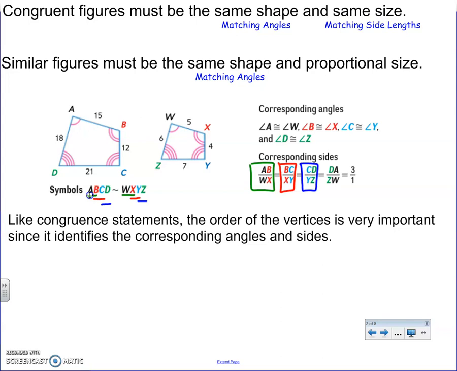And even first and fourth, AD over WZ. All those we're going to turn into 3 over 1 when you reduce. So they must have the same scale factor, which I'll show you in the next slide. But like congruent statements, the order of the letters is very important since it identifies which angles and sides are corresponding, so I can write those equations or fractions.